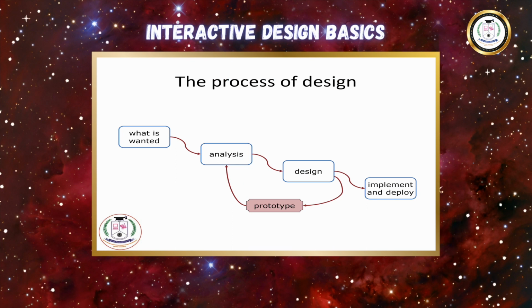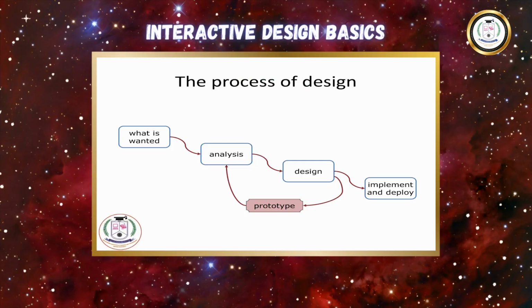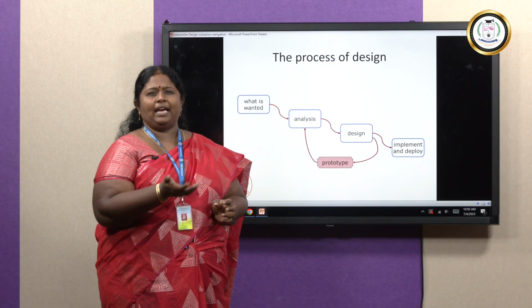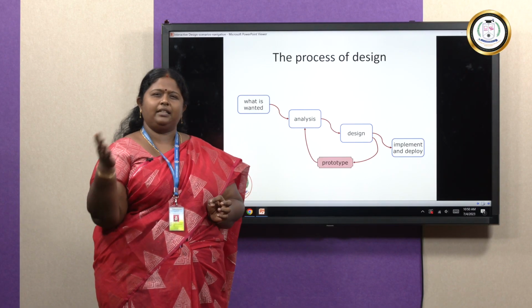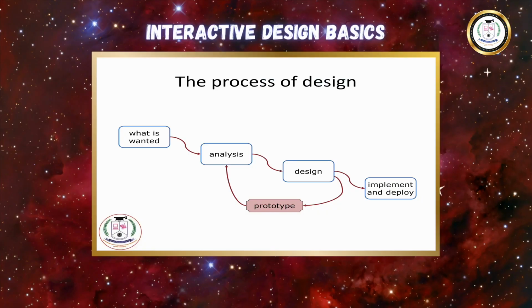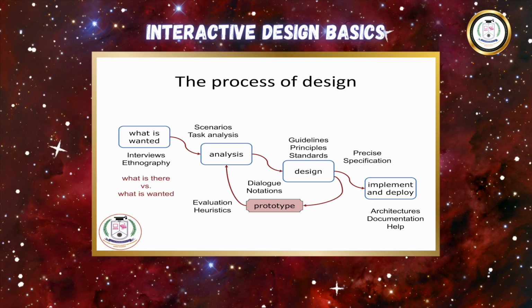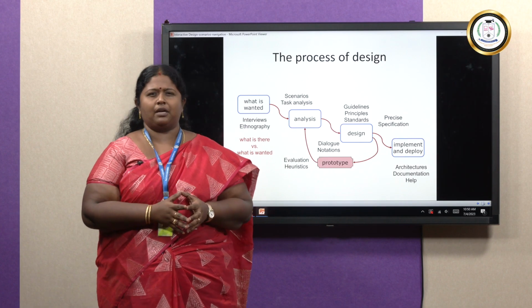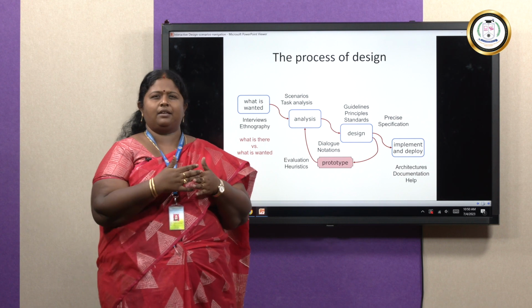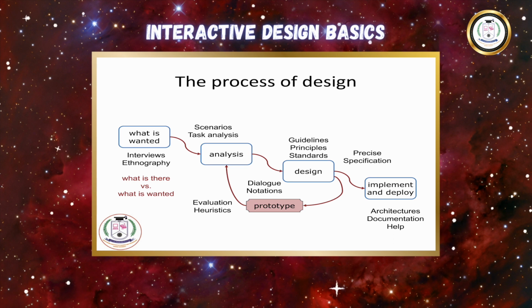This is actually the basic process of design. As I just said, the first phase is the analysis phase. What is wanted? Once we know what is wanted, we analyze. What are we going to analyze? Are these requirements feasible, or can this actually take place? Once the analysis phase is over, we go with the design and then we have something called prototyping. And this part is going to be a cyclic process. When I say a cyclic process, it's because if there are any errors, you can repeat the same process. Then comes the implementation and the deployment.